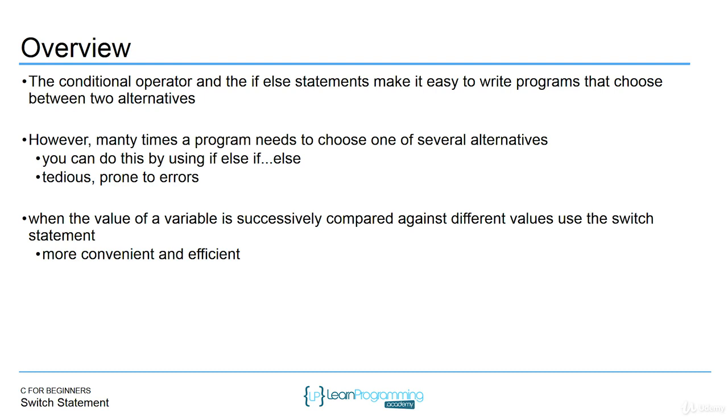So when the value of a variable is successively compared against different values, use the switch statement. And what this means, if you have an if statement and then you have an else if, else if, else if, else if, else if, use the switch statement. Now if those Boolean expressions are a little more complicated, you can't use a switch statement. You can only use a switch statement when you're comparing against a value, like a constant. The expression cannot be that complicated. But it is much more convenient and very efficient to use the switch statement.